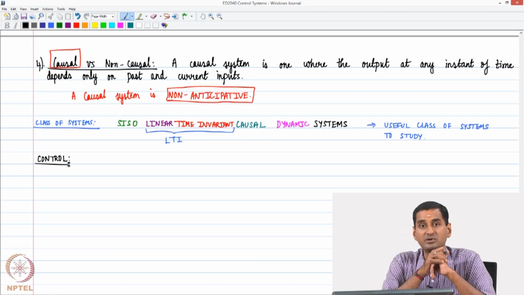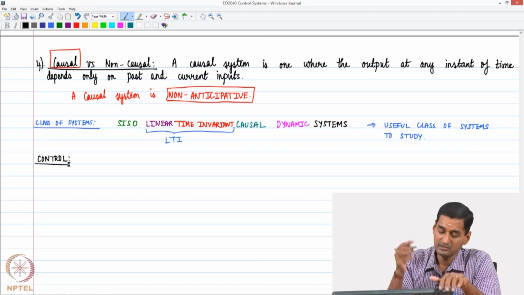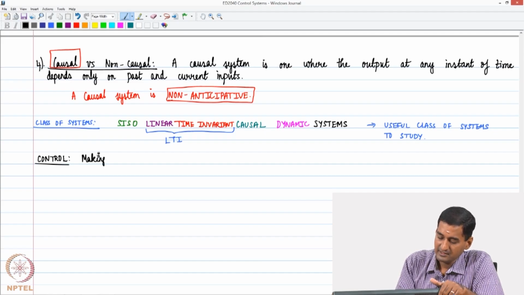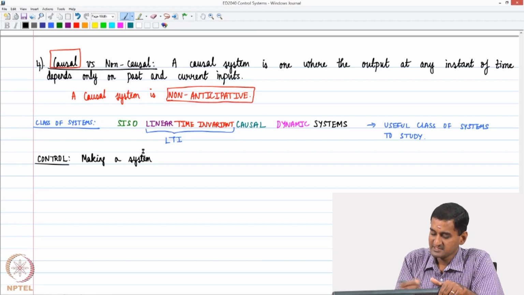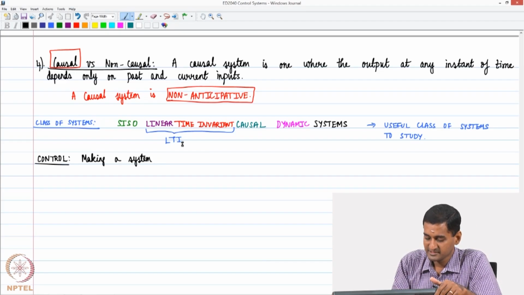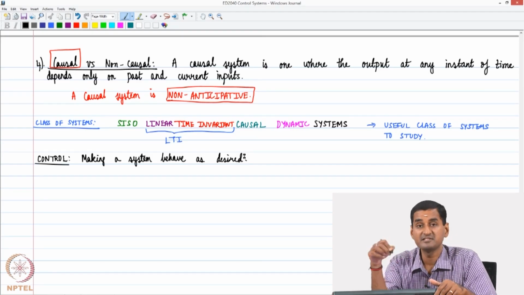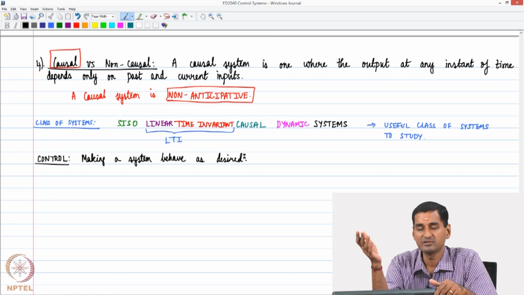Okay. So, let us say, what is control? The word control, as far as this particular course is concerned, means making a system, of course from here onwards we are going to consider this class of system, that is what we are going to be interested in. In general, control is making a system behave as designed. So, that in a very generic sense is what we would refer to as control.